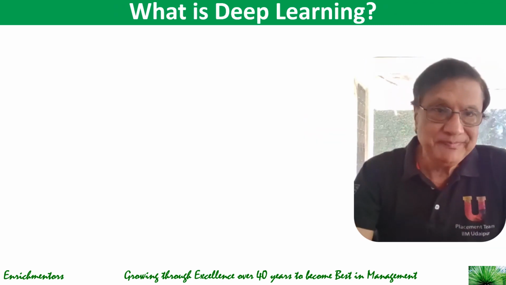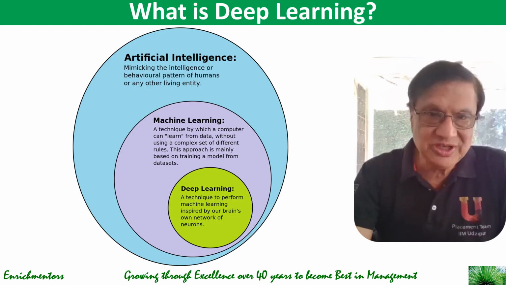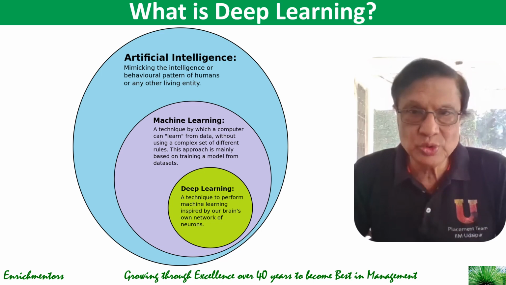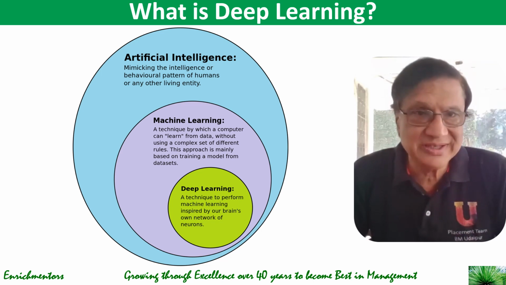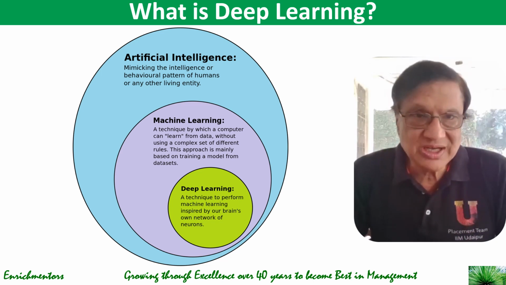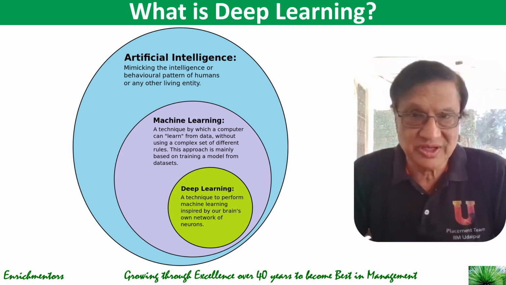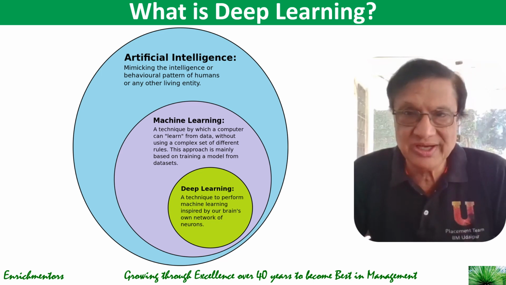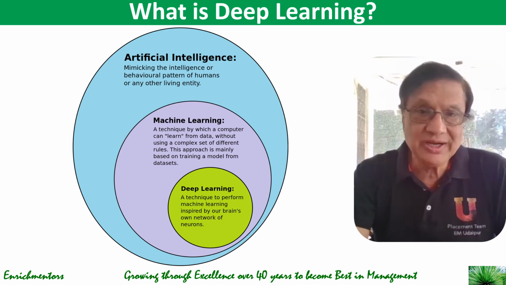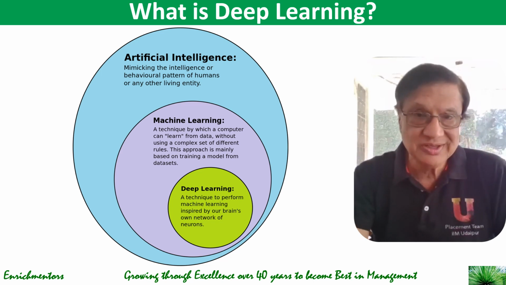What is deep learning? Deep learning is a subset of machine learning, as you see here, and it involves the use of artificial neural networks with multiple layers to learn complex patterns and representations from data. Deep learning algorithms are capable of automatically learning hierarchical representations of data by composing multiple layers of non-linear transformations. It's an advanced form or stage of machine learning.